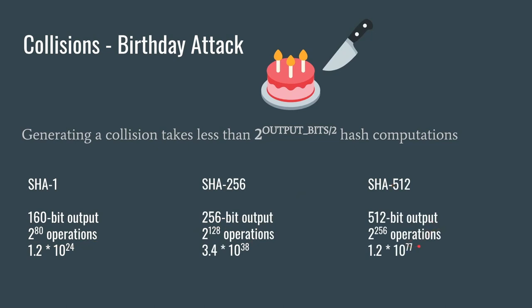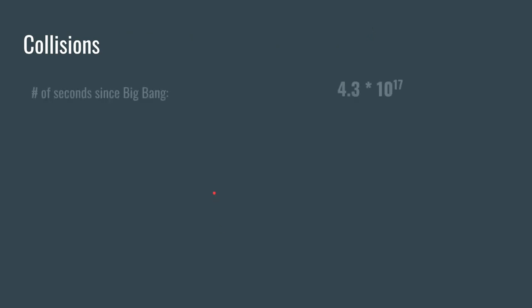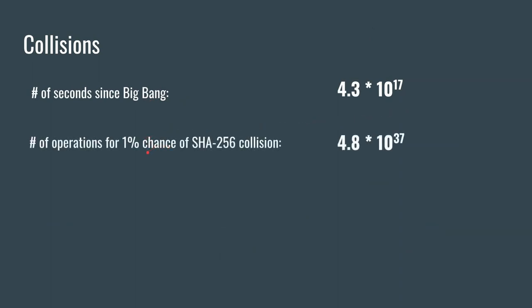Again, numbers like this kind of defy intuition a little bit. It's really hard to conceptualize a number this large. You might think, oh, well, yeah, this is a really big number, but if we throw enough computers at it, eventually we'll be able to generate that many operations and break it. Well, let's put these numbers in perspective a little bit. The number of seconds since the Big Bang is 10 to the 17. The number of operations you would need for a 1% chance of a SHA-256 collision is 10 to the 37.